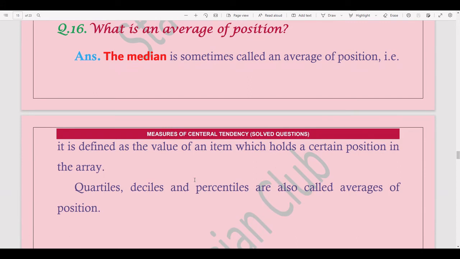What is an average of position? The median is sometimes called an average of position, that is, it is defined as the value of an item which holds a certain position in an array. Quartile, decile and percentile are also called averages of position.